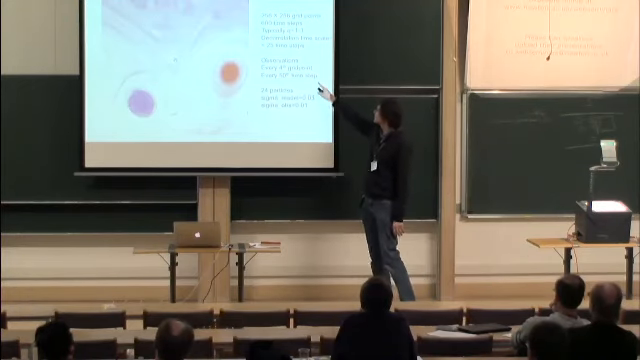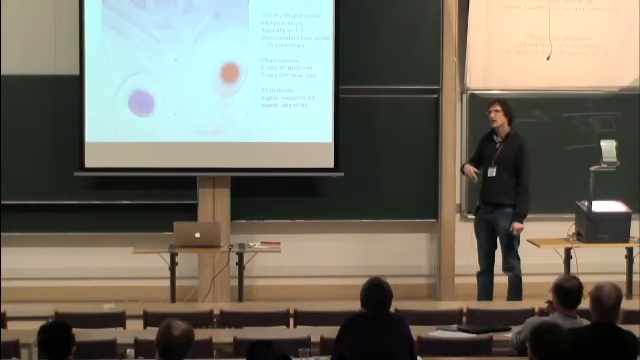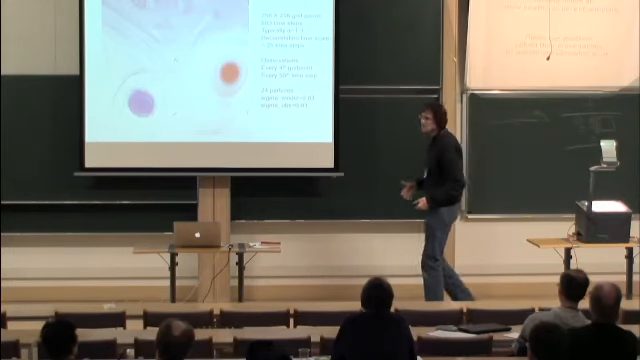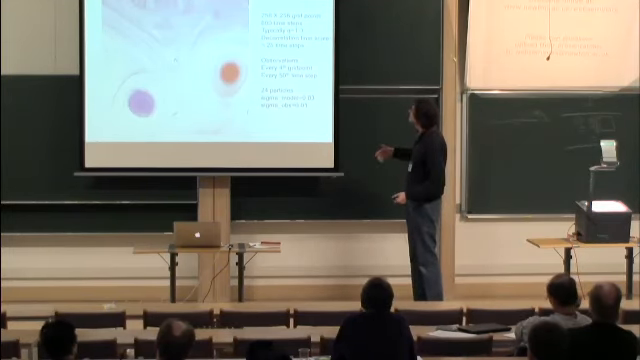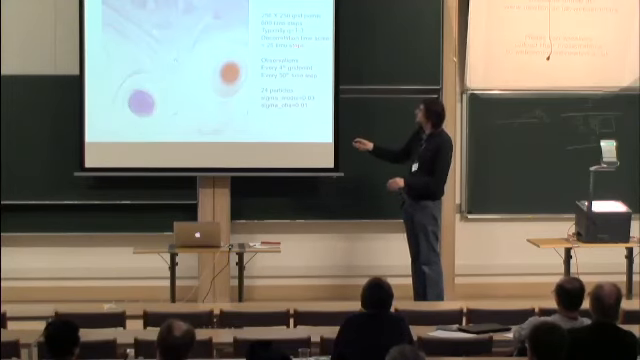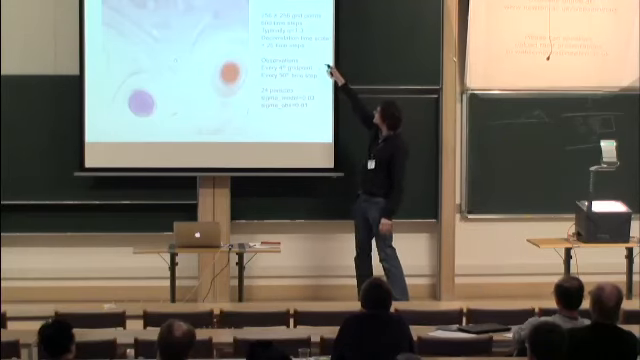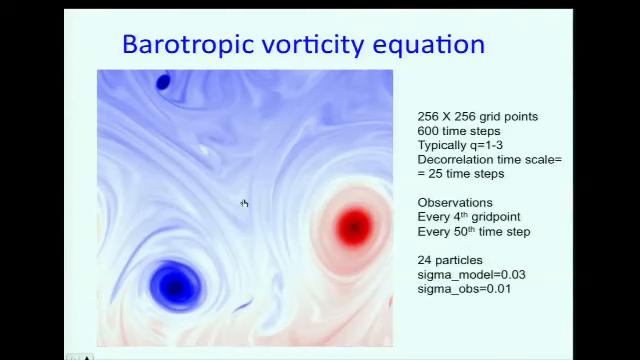I observe this system every 4th grid point, every 50th time step. I know you're perhaps not familiar with these time-dependent problems, but the decorrelation timescale of this system is about 25 time steps, and I'm observing every 50 time steps, which means that the information I put in from the observation at one time step is quickly lost in the system. It's typically lost before I do the next data assimilation step. So this is really a very hard problem.